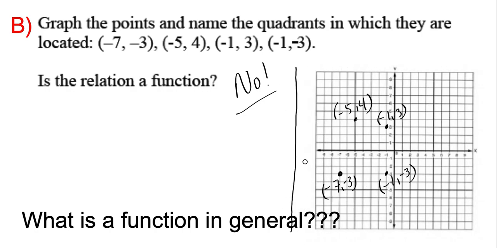Okay? And then a function in general is an equation or a relation where if you put one number in, you're going to get another number back out. Only one number back out. You're not going to get multiple numbers back out. We'll just get one number back out. Okay?